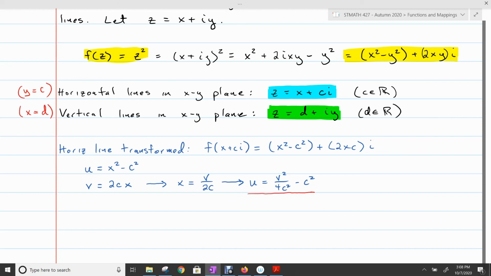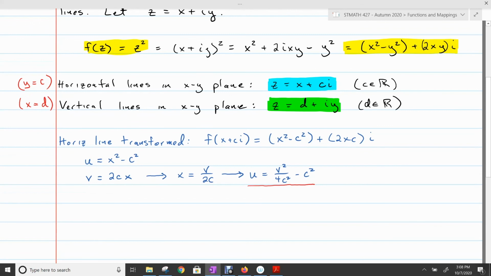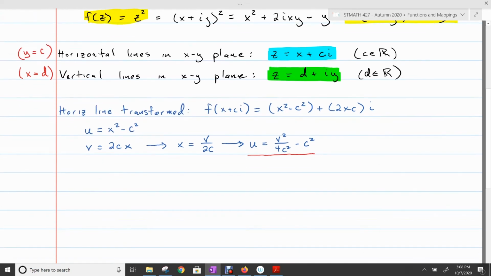But in any event, we could graph that. I mean, if you put c equals 1 in there, you're going to get a parabola, right? You can tell, if you put c equals 1 in there, you'd get u equals v squared over 4 minus 1. Well, I know from my algebra days that that's just a parabola. It'll be a sideways opening parabola. And we can do the same by transforming the vertical lines.